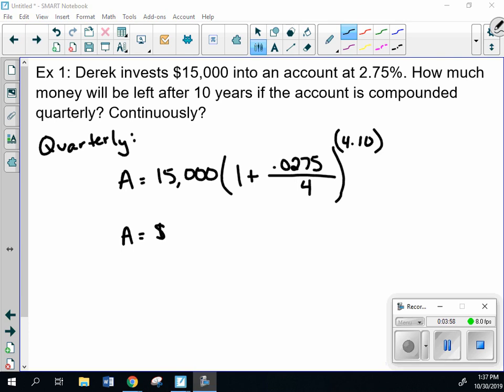So after plugging this information into the calculator, you get $19,729.39. Now remember, think about this. It might round down to 38. Thinking about investments and whether or not your bank is going to round up or down, depending on which way you're going. But if you're gaining money, they're probably going to round down. But if you're paying them money, they'll round that up. So quarterly is $19,729.39.